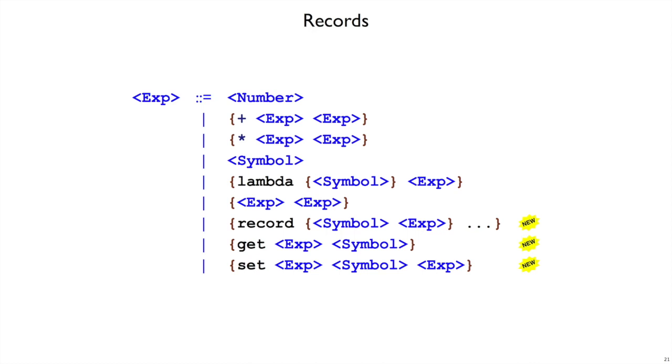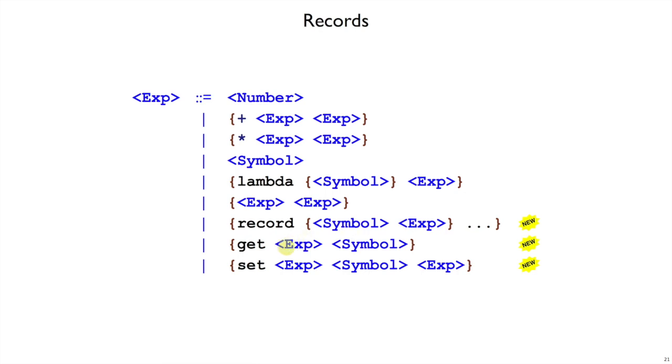Here is our new grammar for curly. We are adding a record form, a get form, and a set form. As we said, it's open curly record to create a literal record. Then we have any number, that's what the dot dot dots mean, any number of symbols combined with expressions. You can put an arbitrary expression for a field's initial value, and we'll need to interpret that.